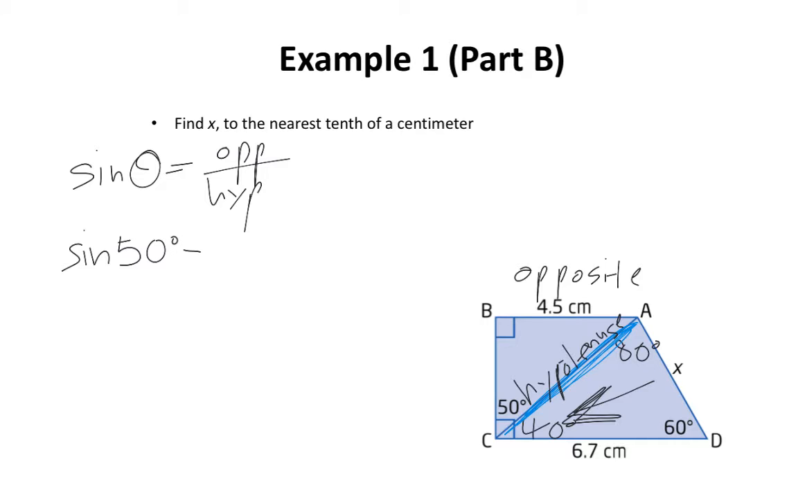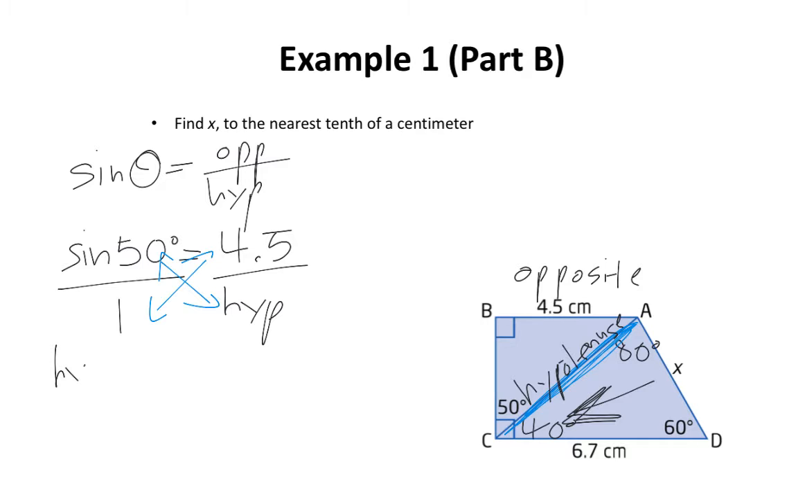Okay, so let's substitute in those numbers. That is 50 degrees. The opposite side length is 4.5 centimeters, and the hypotenuse is what I'm looking for. So I'm just going to leave it as hypotenuse. At this point, you can solve this in a few different ways. I'm going to be using a cross multiplication method. So that's going to give me the hypotenuse multiplied by the sine of 50 degrees, and that will give me 1 times 4.5.